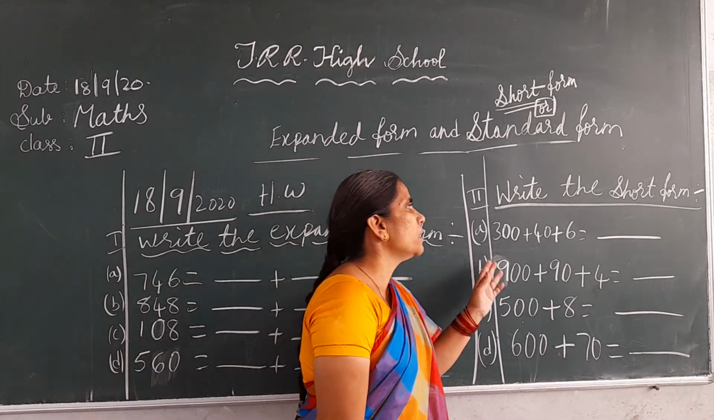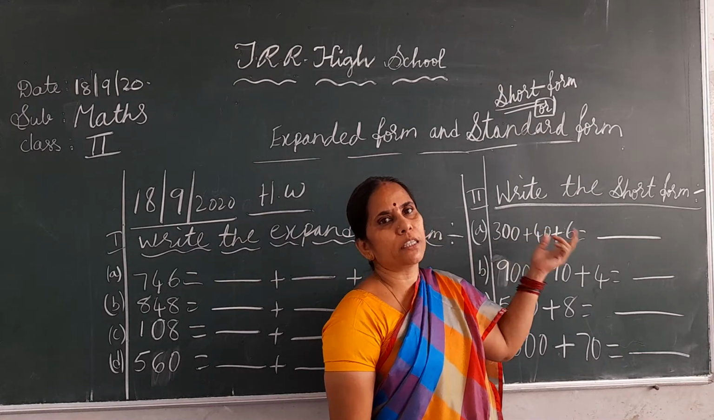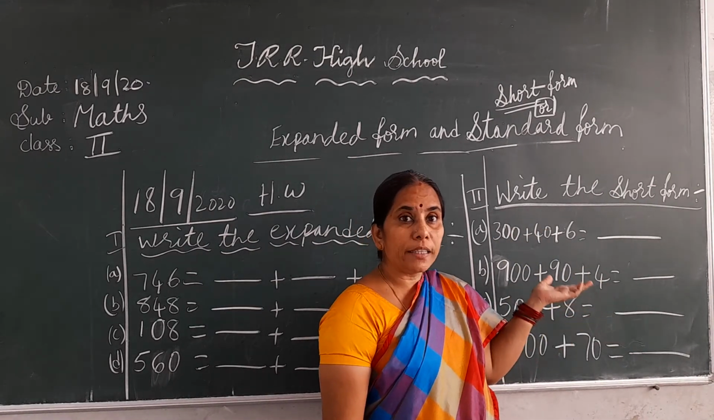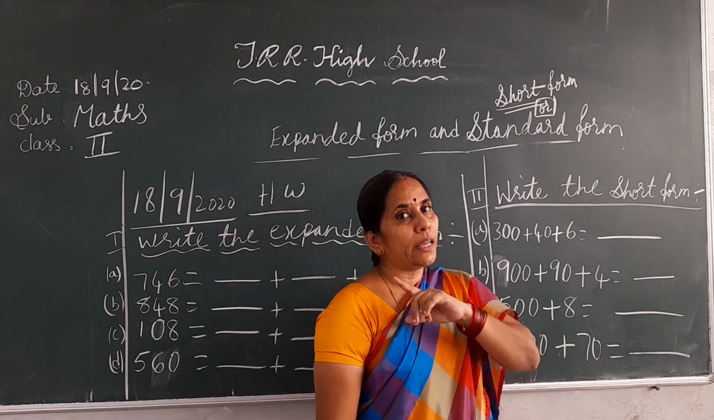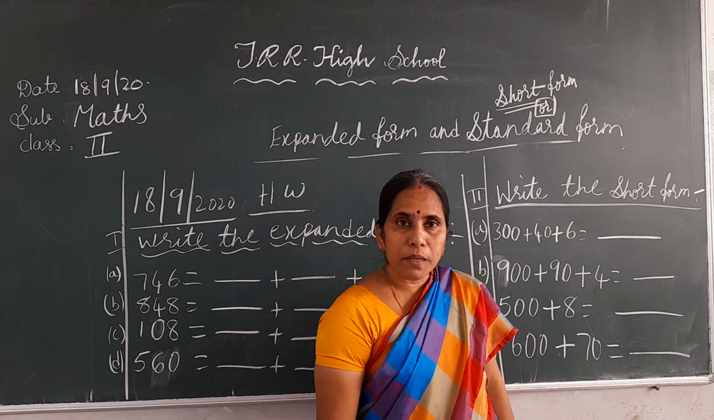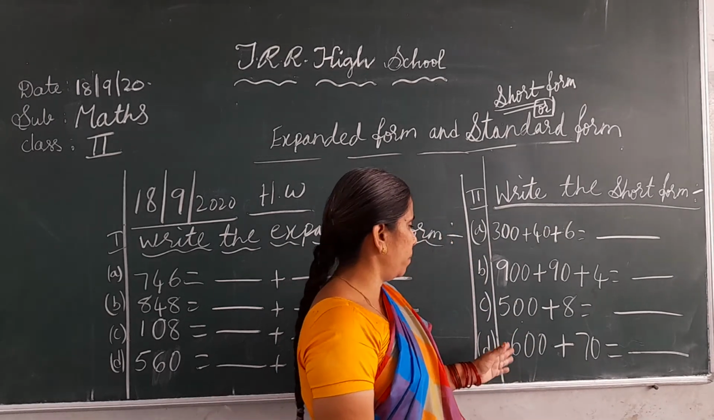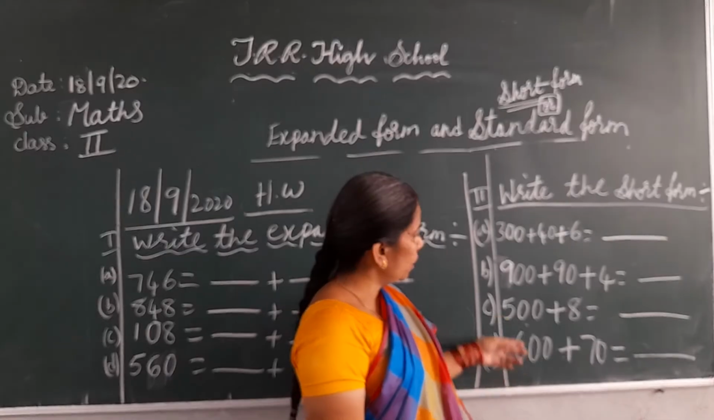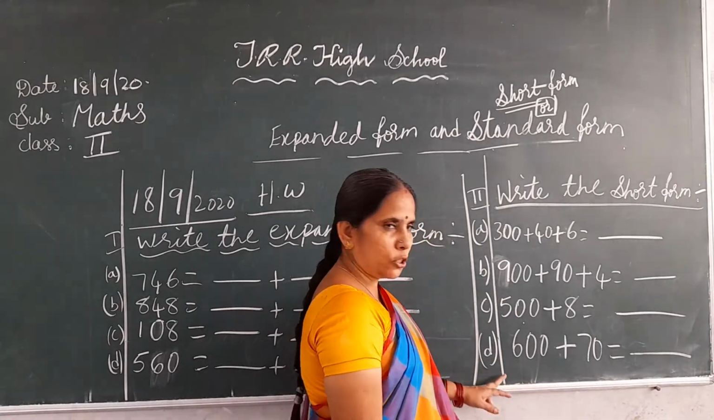Now the second part is to write the short form. Here I gave you numbers in the expanded form, and you must write them in the short form. When you are writing in the short form, what will you do? You must write the places on top: ones, tens, hundreds. Write them on top. The last one I will tell you. The remaining 3 sums you must do.